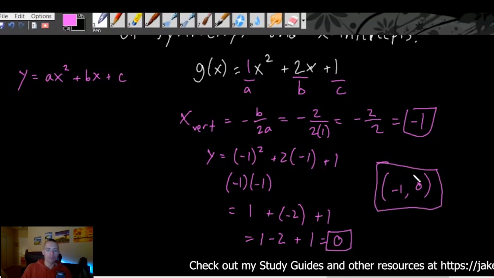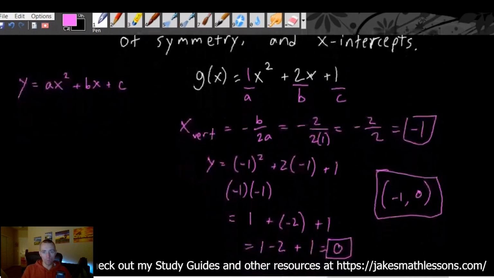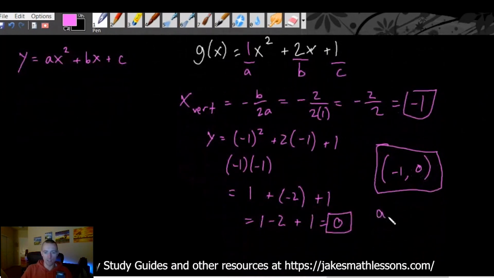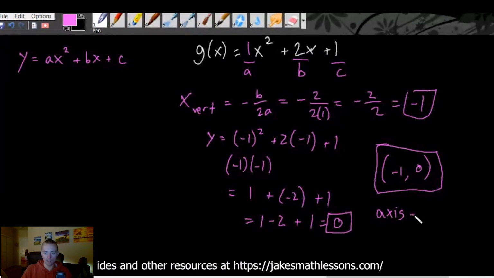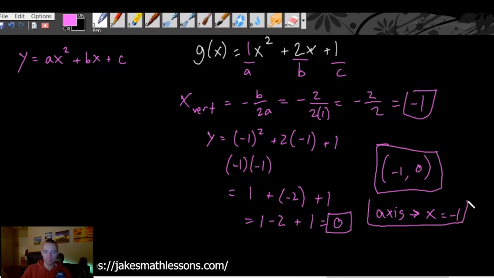Okay. From there, we can talk about our axis of symmetry. Once you have your vertex, your axis of symmetry is always just going to be x equals whatever the x coordinate of your vertex is. So x equals negative 1.